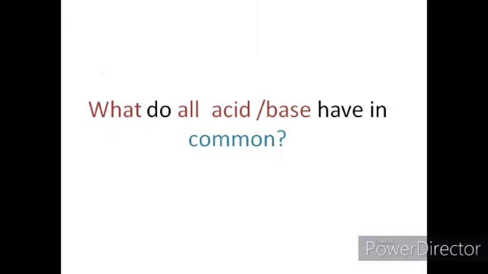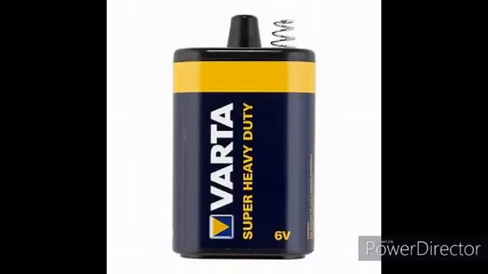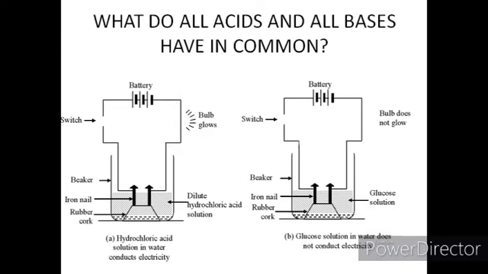Now, our next topic is, what do all acids or bases have in common? So now, let's explain it with the help of an activity. For this activity, we require the following materials. The materials required are iron nails, a battery, a cork, and a bulb. Now here we have two beakers, and in beaker 1 we have hydrochloric acid, and in beaker 2 we have glucose. So now make the arrangement in such a way.